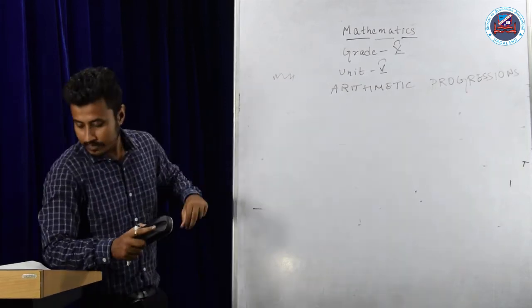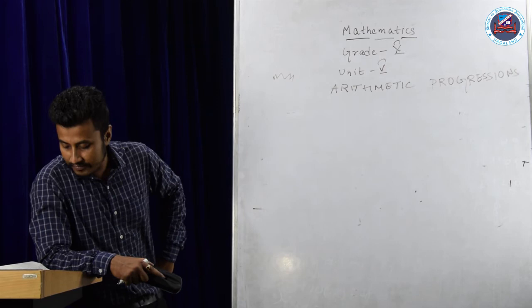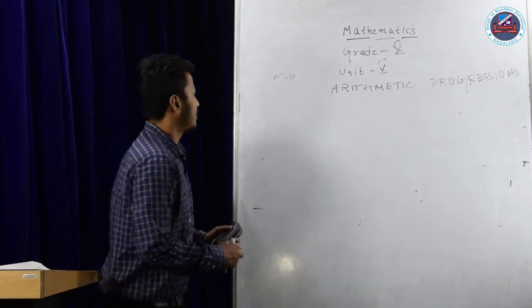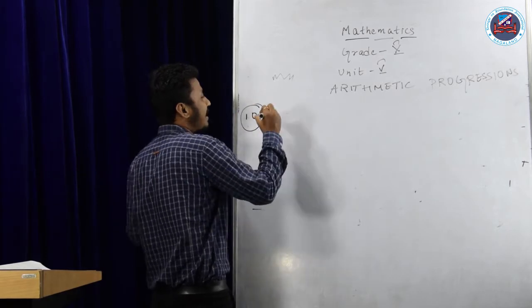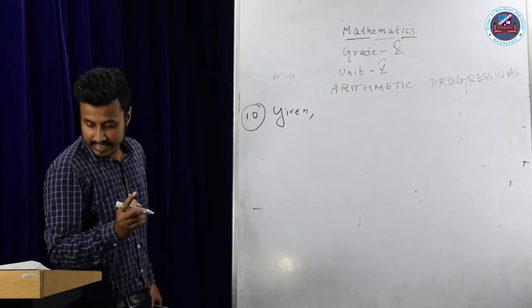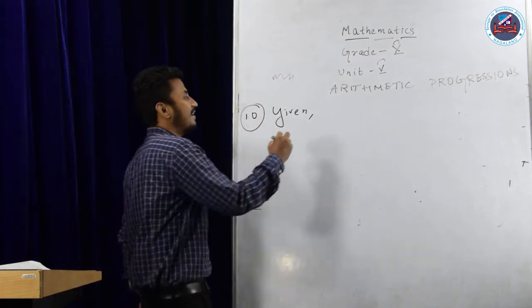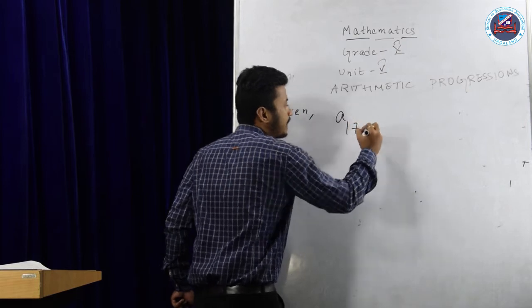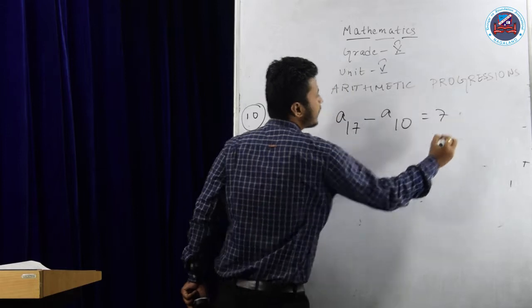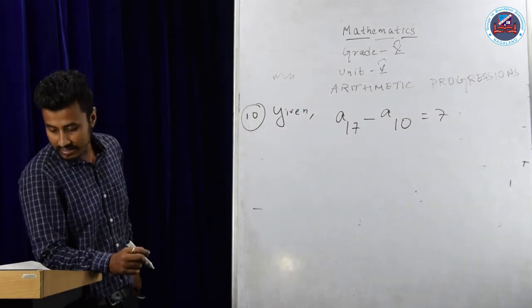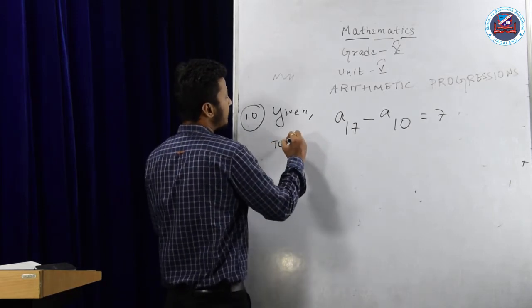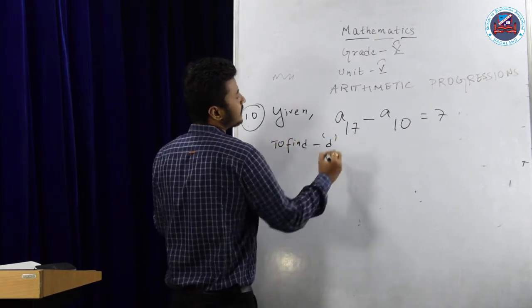Okay? Question number 10 says, the 17th term of an AP exceeds its 10th term by 7. Find the common difference. I will directly write down the statement which is given in the question. You try to understand. The 17th term of an AP, A17, exceeds its 10th term by 7. Can I write like this? You have to find common difference, D.